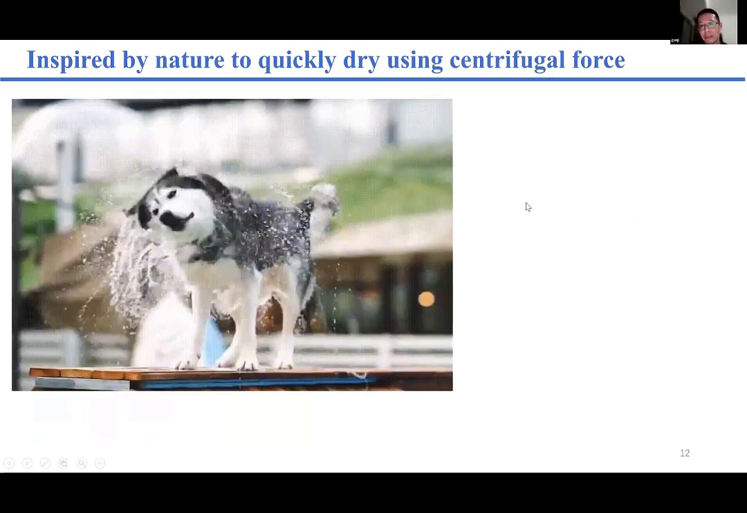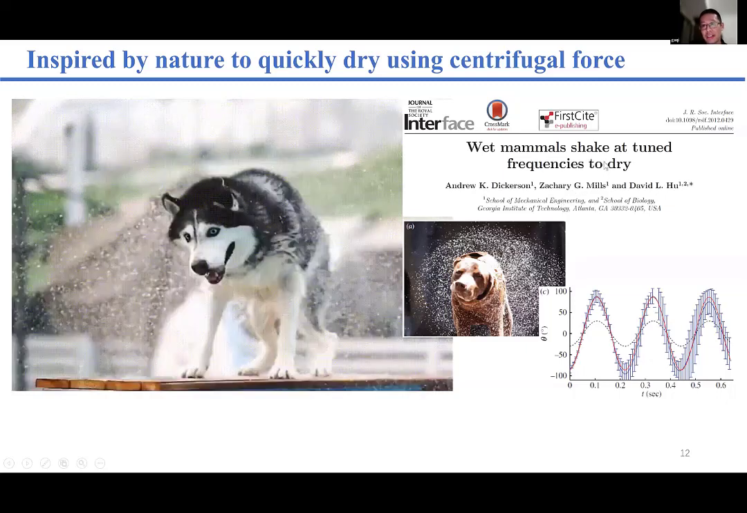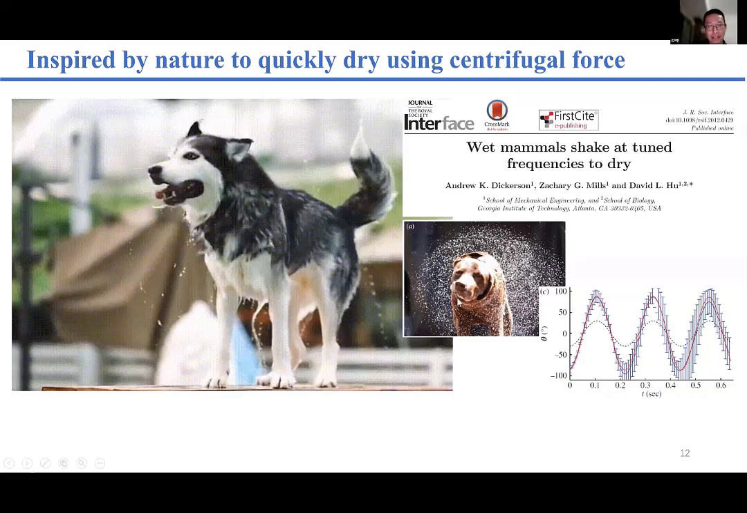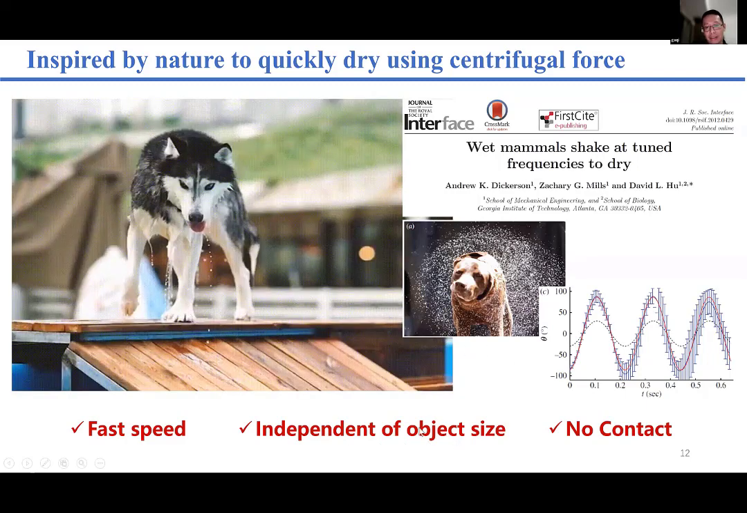And actually, we found that Professor David Hu from the Georgia Tech School of Mechanical Engineering did some very interesting work 10 years ago, studying how dogs and other mammals shake their bodies to dry themselves. Compared to other methods, this method allows the dog to dry itself very fast, in just a few seconds, and it's independent of the body size. It doesn't matter if it's a big dog or a small dog, you can always dry it very quickly, and with no contact. A dog does not need a towel.